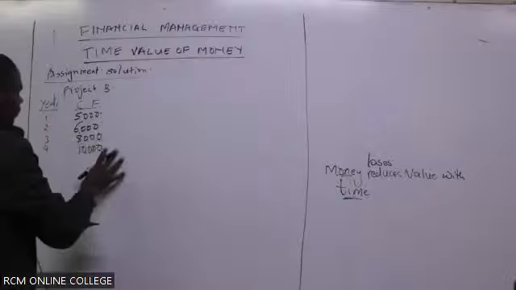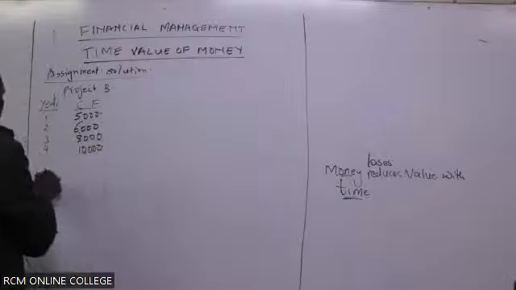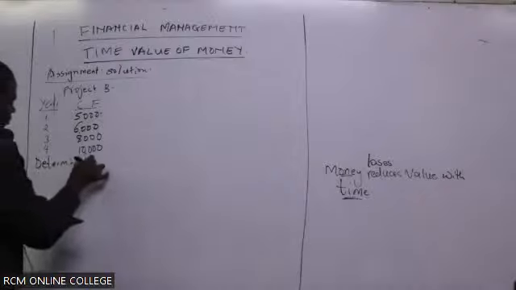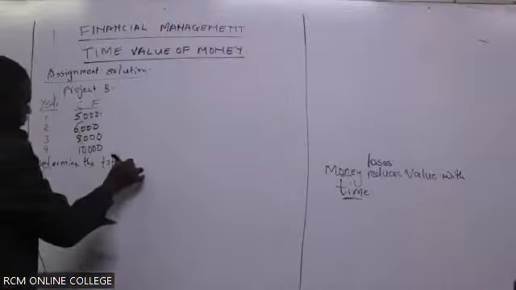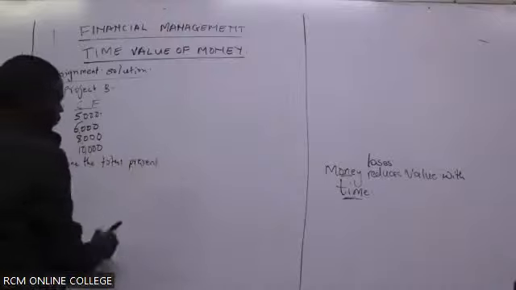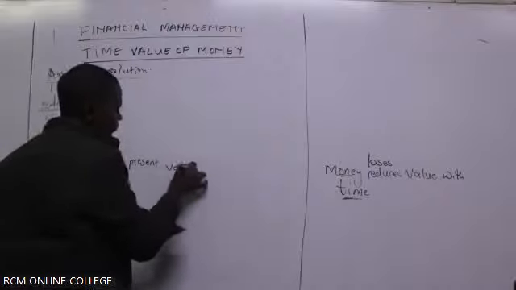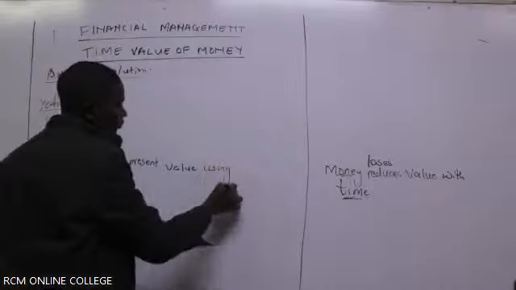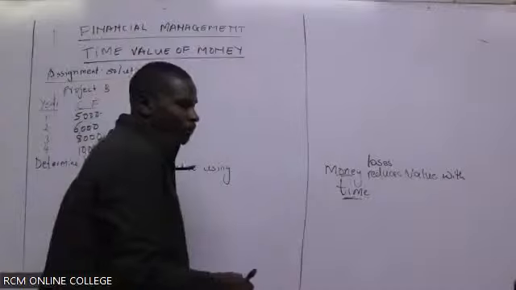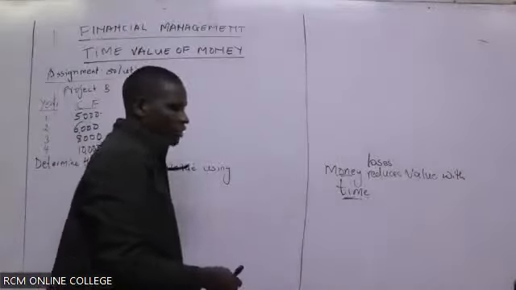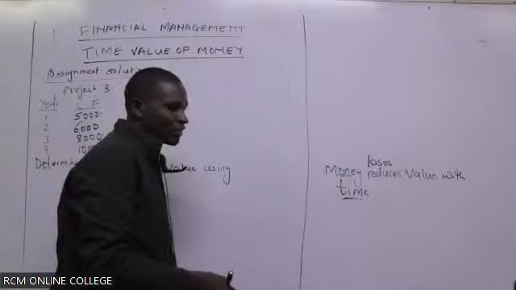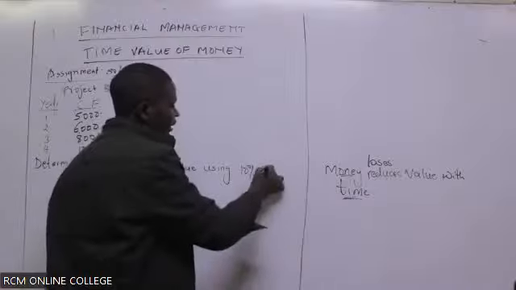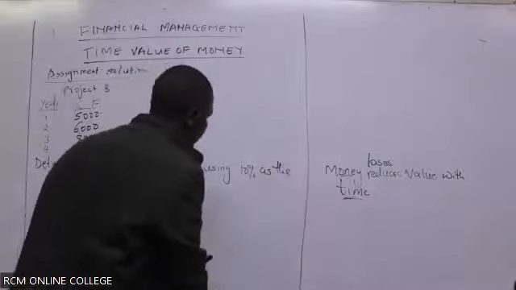So these are cash flow, and you are required to determine the total present value. What was the rate of return? Was it 10% or 13%? 10%. You see 10% as the required rate of return.